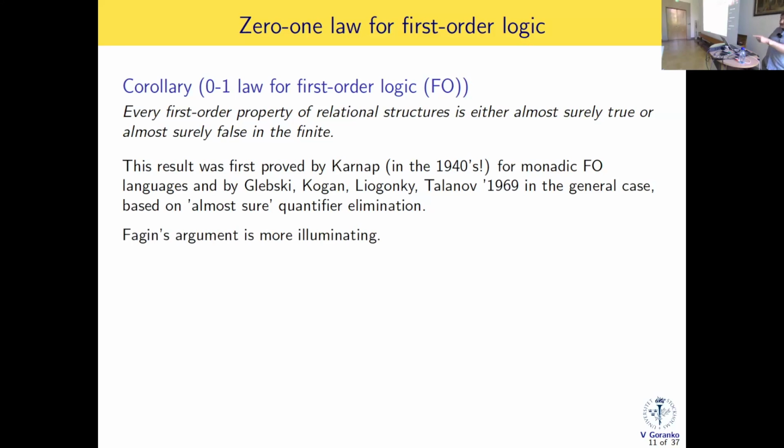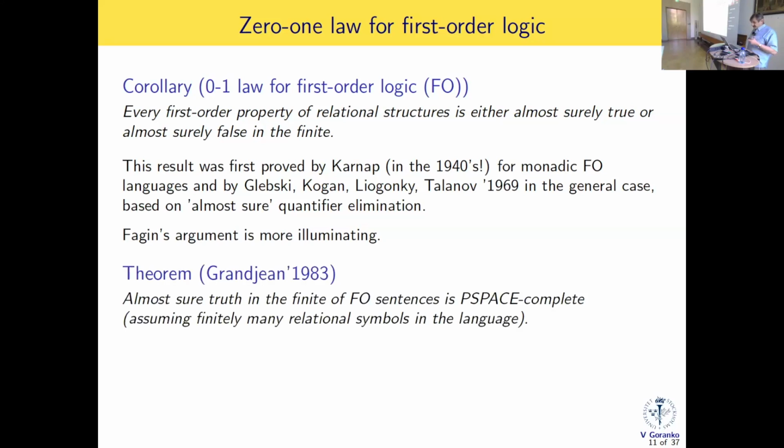Well, maybe you know more, you know some dark secrets here, but in any case, whether he was aware or not, I find Fagin's argument much more illuminating, and I'll say more why. But to give some context, this approach of almost sure quantifier elimination was actually used a bit later by Etienne over there. Am I right, Etienne, that you used this almost sure quantifier elimination to prove the complexity of almost sure truth? Or you don't remember?